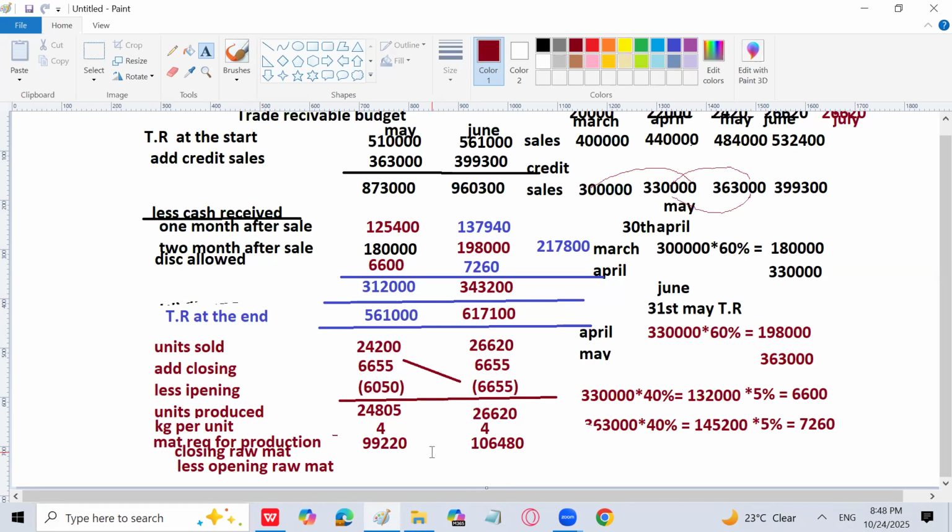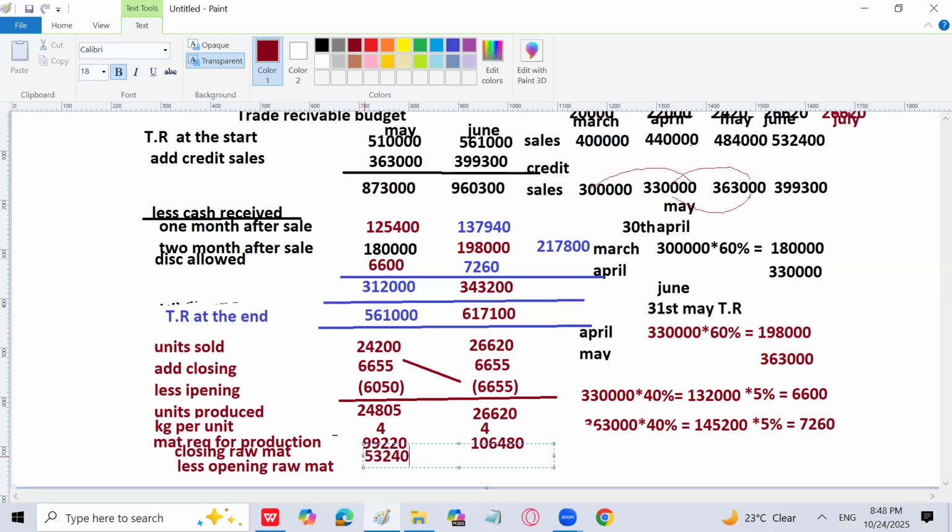Okay. I repeat again because the time is short. For closing raw material, I can find 50% of the next month production requirement. I will get it. But I can also find like this, that closing raw material is given 6655. So if you multiply it with 4, you will get the closing raw material. That is going to be 53240. And here also you can write the same 53240 because this will not change. And opening will also not change. It will remain the same 53240 for this.